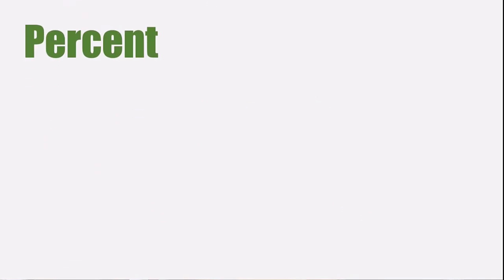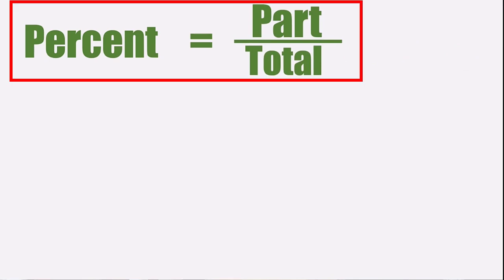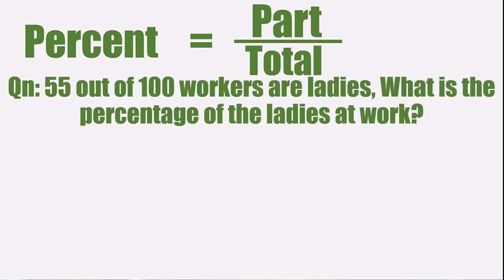Now let's move on. Percentage or percent is calculated using the formula part divided by the total. This is the universal formula that is used to calculate percentage. In order for us to understand this formula very well, and also to understand percentage, let's do an example. We have a question like this: 55 out of 100 workers are ladies. What is the percentage of the ladies at work? The 100 workers is the total number of workers, and that is going to be our total. The 55 is just part of the 100, and that is going to be our part.